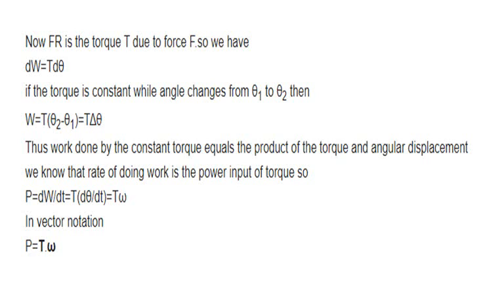And the power is the rate of doing work, dW by dt. So it will be equal to torque into delta theta by dt, and you know that delta theta by dt is the omega. So power is equal to torque into omega. And in vector notation, it is the dot product of the torque and angular velocity.